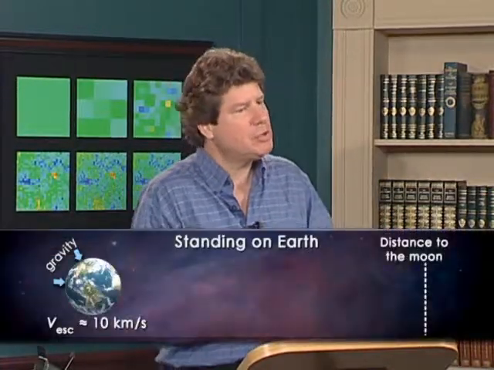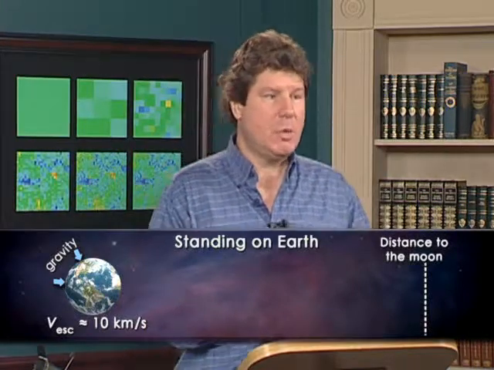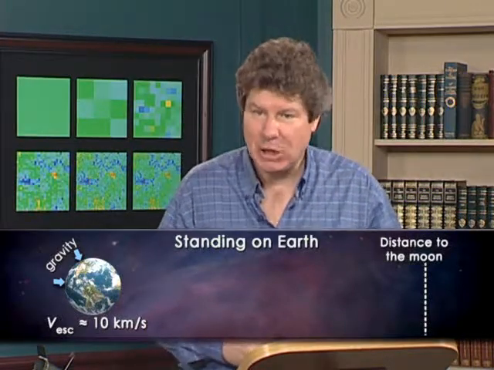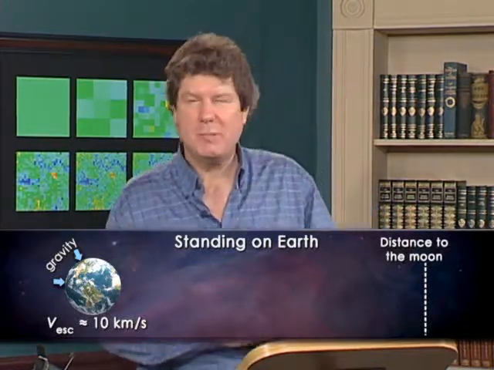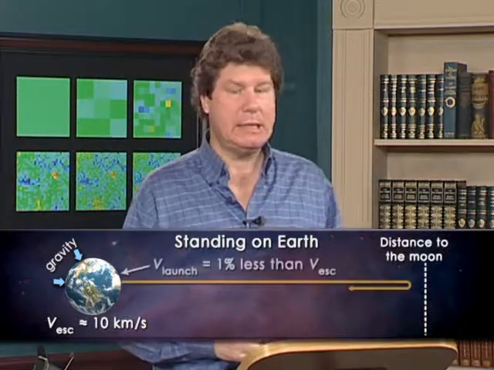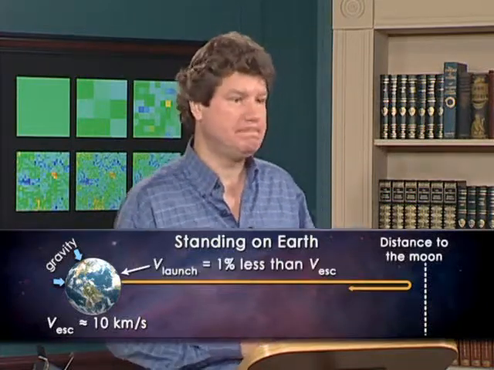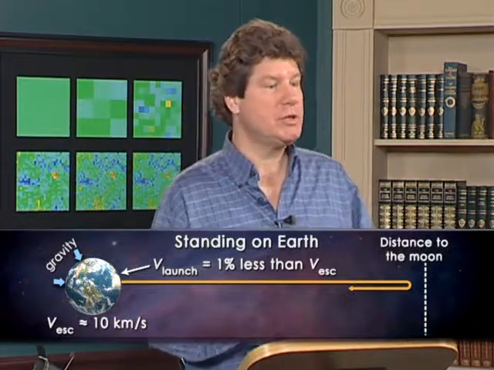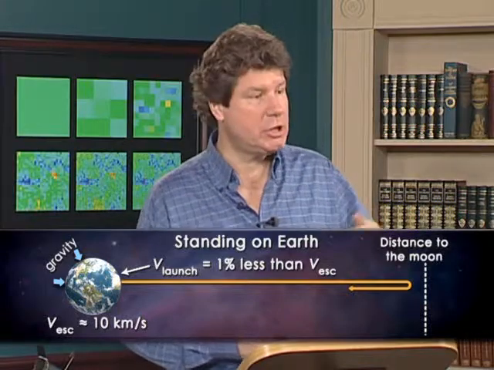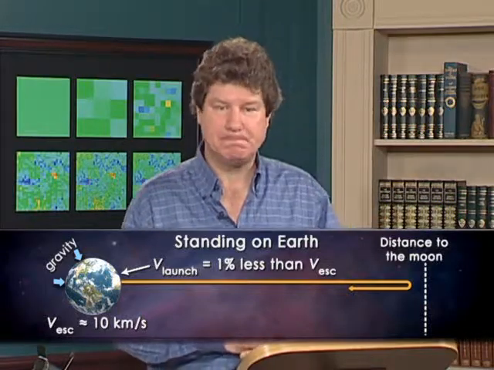So, imagine you're standing on the Earth's surface where the escape speed is about 10 kilometers per second, and you launch a rock upwards, almost but not quite at the escape speed, just 1% slower. Now, ignoring air resistance, it would go out about as far as the Moon before it stopped, turned around, and fell back down. Now, ignoring dark energy for a moment, that's basically the condition that the universe is in. It's expanding within about 1% of its escape speed.